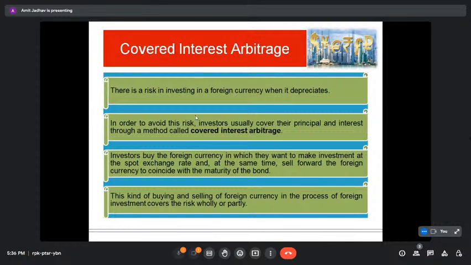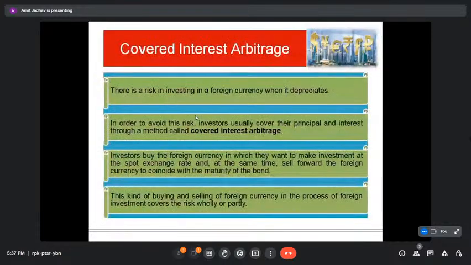This kind of buying and selling of foreign currency is for the purpose of foreign investors covering the risks. One time they buy the currency where they expect to get some profit in the next few days. Similarly, to reduce the risks in the exchange rate, they can buy bonds where they can get a fixed return. That is known as covered arbitrage.